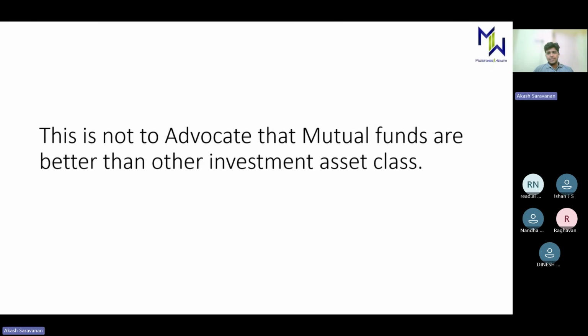So this webinar is not to advocate that mutual funds are better than other asset classes. We generally advise you to follow a multi-asset investment, be it in mutual funds as well. So this is purely for how you can structure your investments. So that's the reason for this webinar.